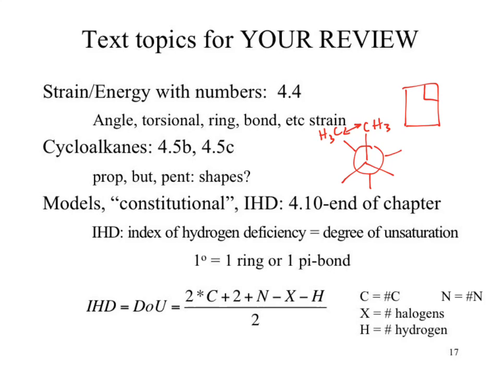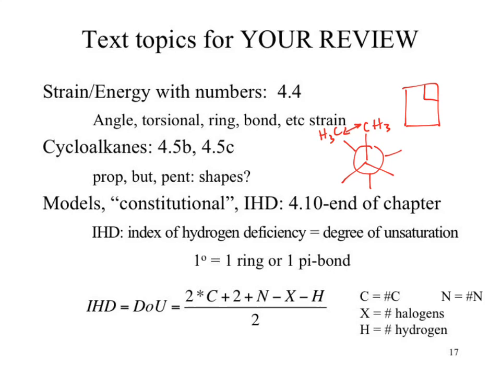They also talk about constitutional isomers, which we'll talk about today. And then this IHD, which I've referred to previously as the degree of unsaturation. It's also known as the index of hydrogen deficiency, because we don't have enough big words in our language that we need to make some other stuff up. The IHD is a representation of how many rings or pi bonds are in the structure. For every degree or single index unit, you have a ring or a pi bond.